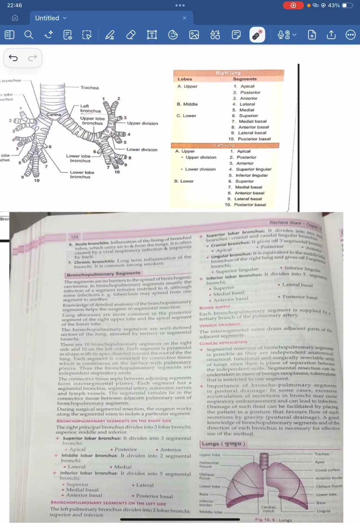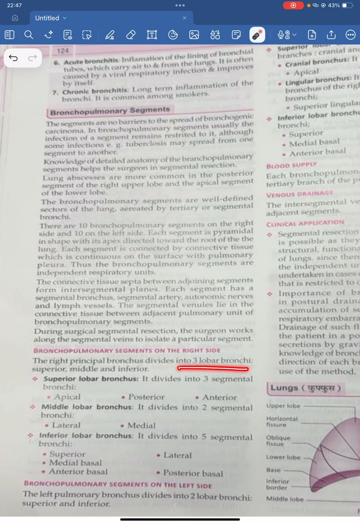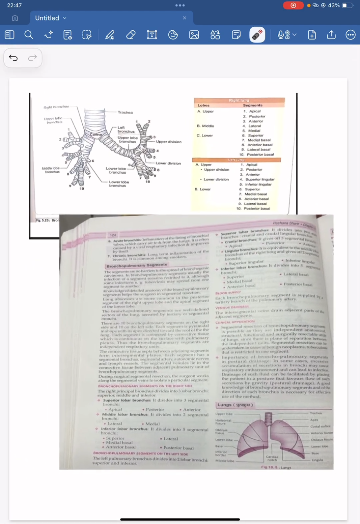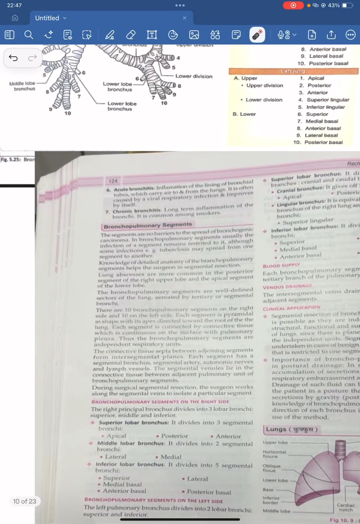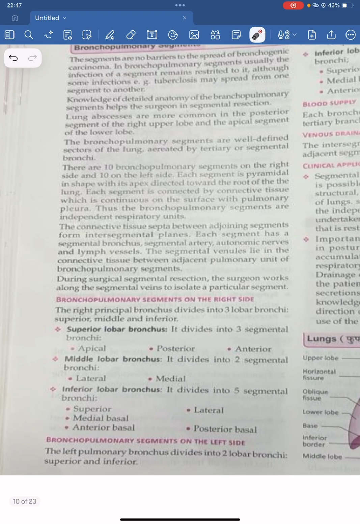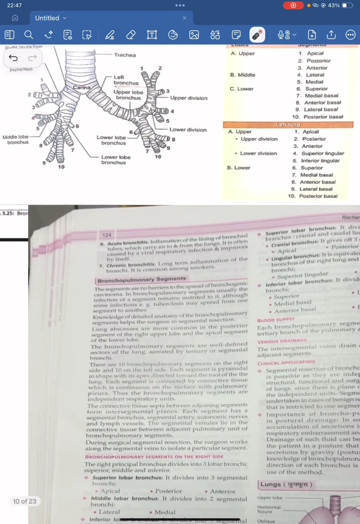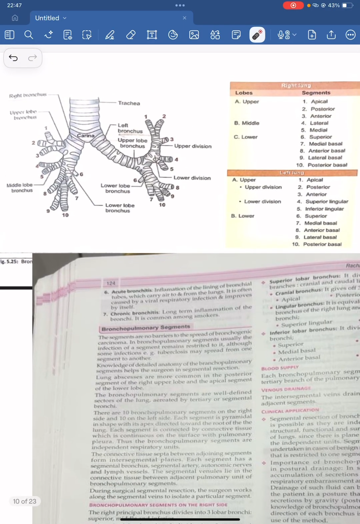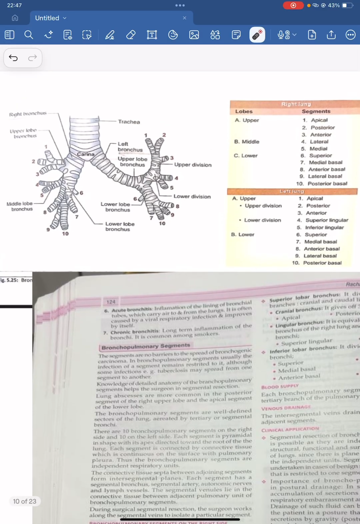So here we can see the bronchopulmonary segments on the right side. The right principal bronchus is divided into three lobar bronchi: superior, middle, and inferior. As you can see in the image, superior, middle, and then inferior. The superior lobar bronchus is again divided into three segmental bronchi: apical, posterior, and anterior.